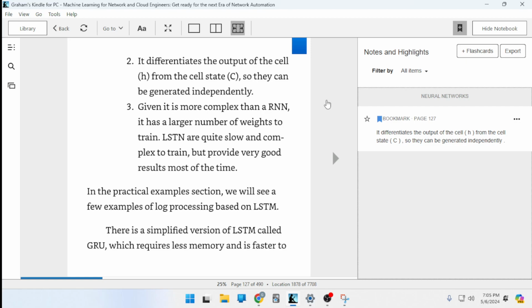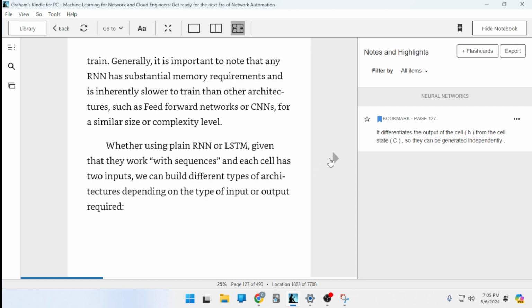In the practical examples section, we will see a few examples of log processing based on LSTM. There is a simplified version of LSTM called GRU, which requires less memory and is faster to train. Generally, it is important to note that any RNN has substantial memory requirements and is inherently slower to train than other architectures, such as feed-forward networks or CNNs, for a similar size or complexity level.